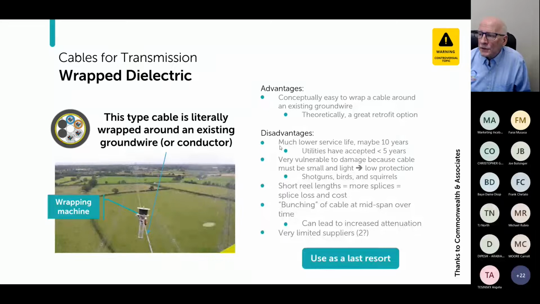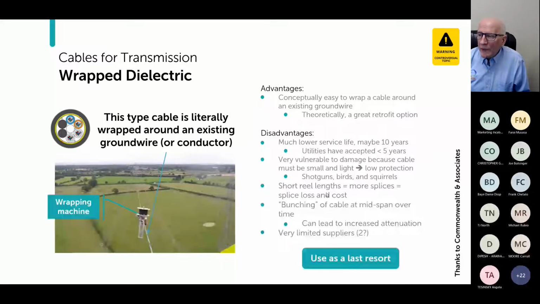It has a much lower service life, maybe 10 years, and some utilities have decided that they're actually only getting 5 years out of it, and they think that's okay. I don't fully understand that thinking, but that's what they think. The reason for that is it's very vulnerable to damage, because in order to do this wrapping and keep these reel sizes manageable, the cable has to be very small and light. And that means low protection. And that means it's very vulnerable to shotguns, birds, and squirrels.